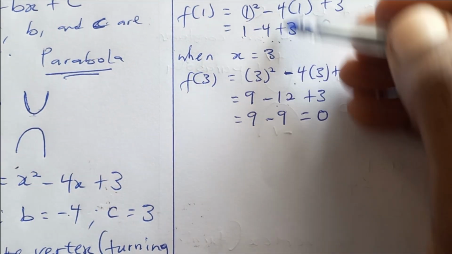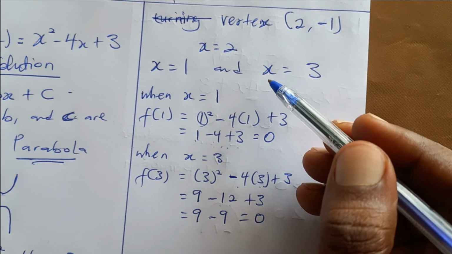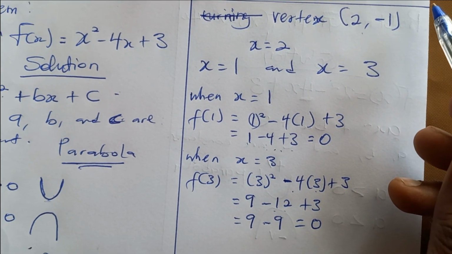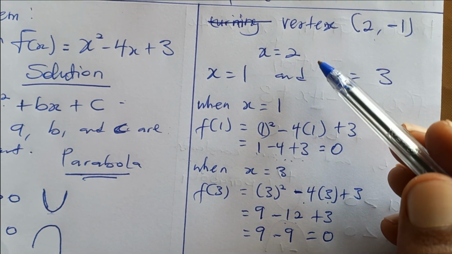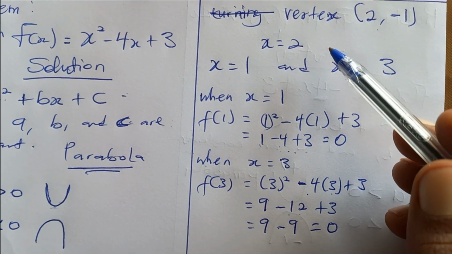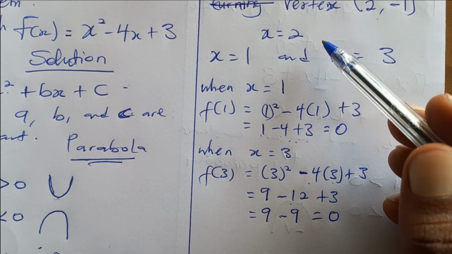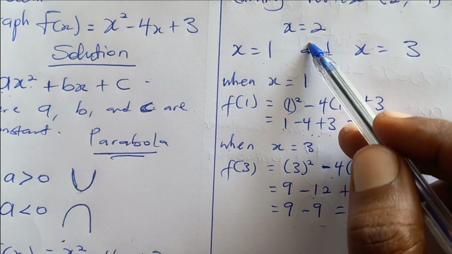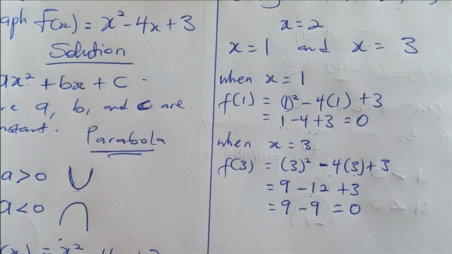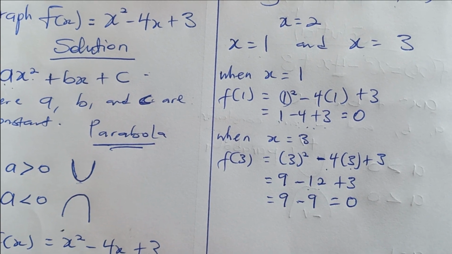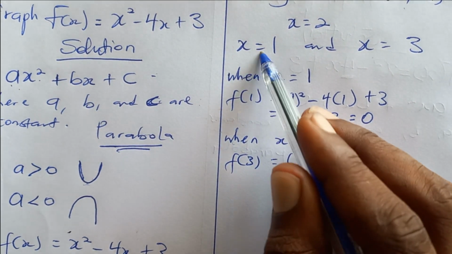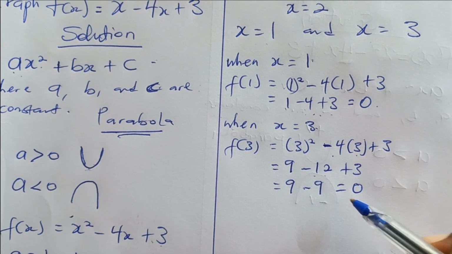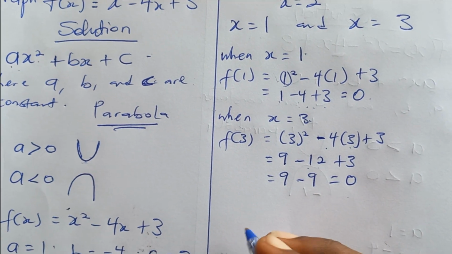Okay, let me go over this. I'm saying that when you get the vertex, that is the turning point. We now use any other points which are closer to 2, numbers that are closer to 2. So you can see that 1 and 3 are closer to 2, to help us get the shape of the graph, that is the parabola. So when x is equal to 1 we had 0, and when x is equal to 3, we had 0.